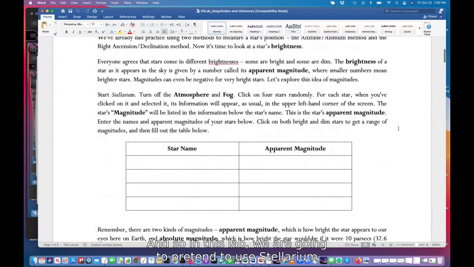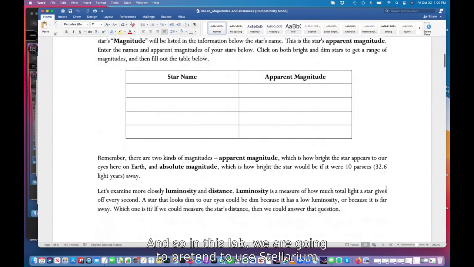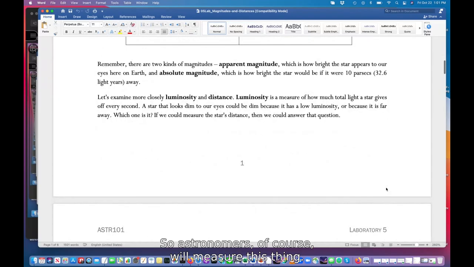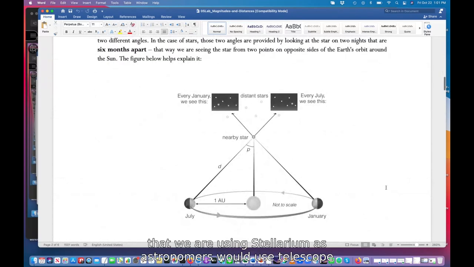And so in this lab, we are going to pretend to use Stellarium to figure out the information of apparent magnitudes and parallax to figure out distances, okay? So astronomers, of course, will measure these things, but in this lab, we are going to pretend that we are using Stellarium as astronomers will use a telescope and do these measurements.